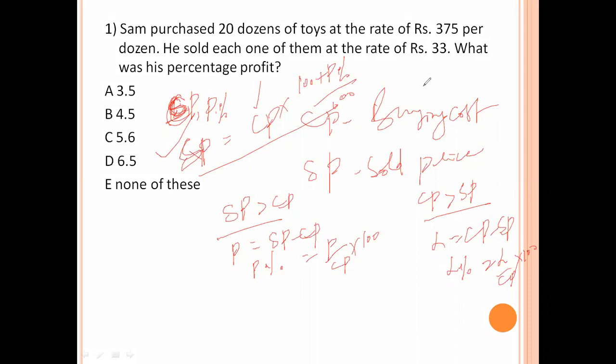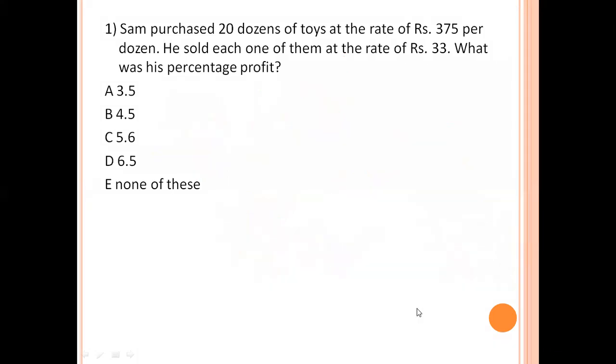In most cases, we use the shortcut method. So now we start problem 1. Sam purchased 20 dozens of toys at the rate of 375 per dozen. He sold each one of them at the rate of 33. What was his percentage profit?